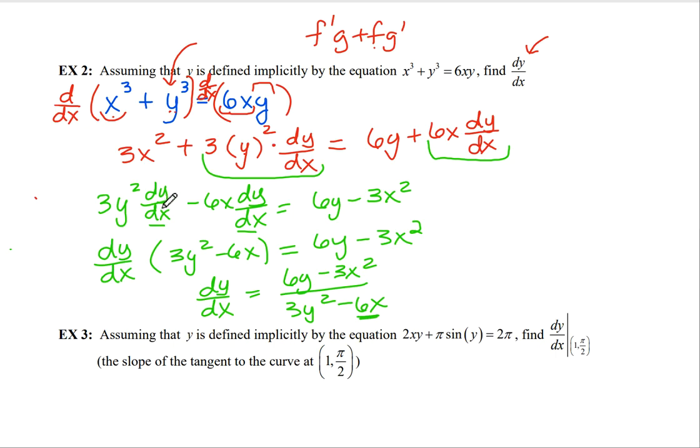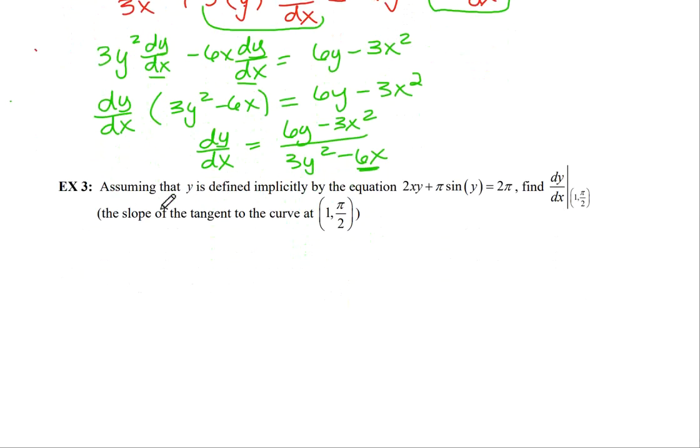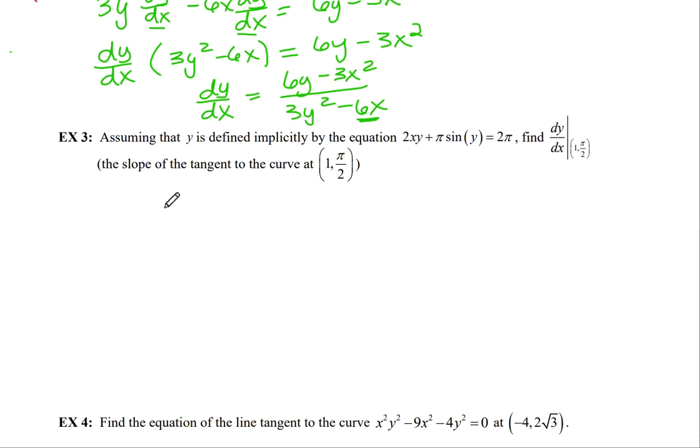Okay, moving on to the next problem. Now, on this problem, it's saying, assuming that y is defined implicitly by this equation, find dy/dx. This is Leibniz notation asking you to find dy/dx and then evaluate it for this ordered pair. So notice they're giving you an x and a y value in this ordered pair because these implicit formulas for the slope involve both x and y. So it's asking you for the slope of the tangent to the curve at that particular point.